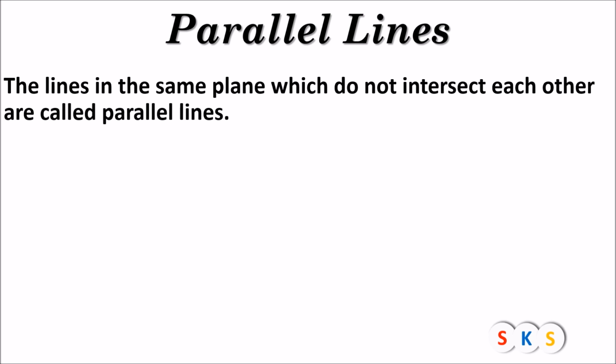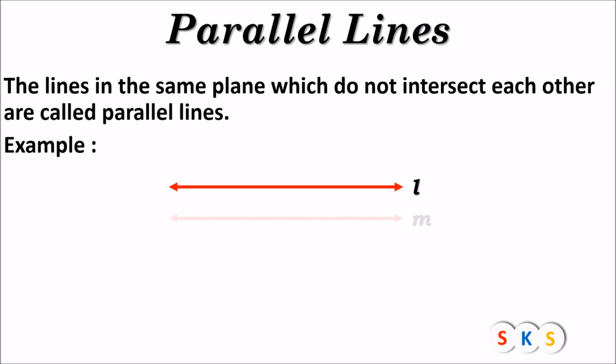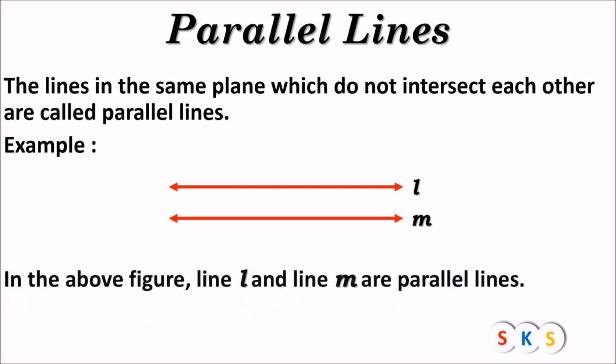Let's say an example. Here we have line L and here we have another line M, and you can see that line L and line M do not meet each other, do not intersect each other. Even the distance between those two lines is the same. Such lines are called parallel lines. So in this figure, line L and line M are parallel lines.